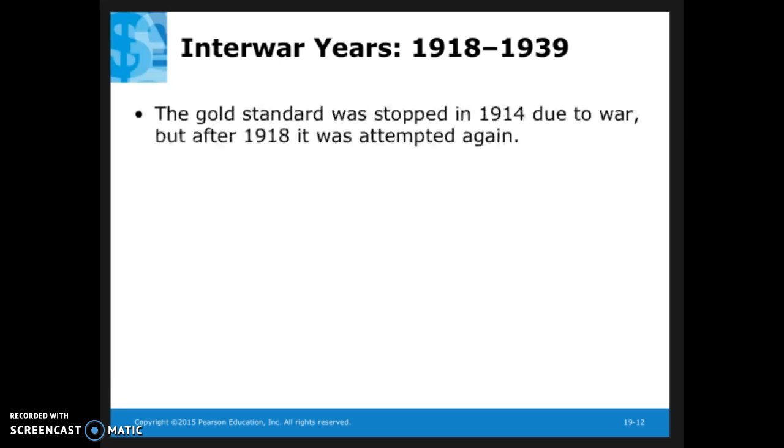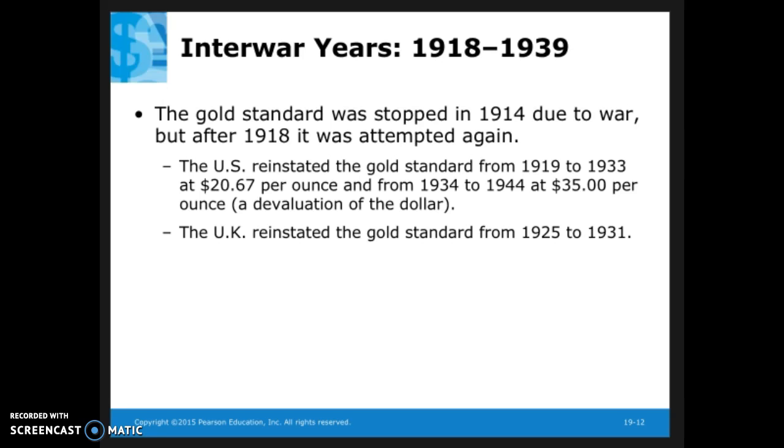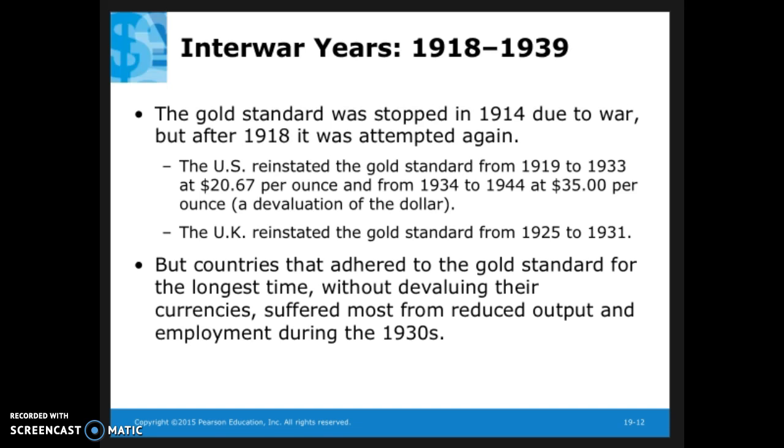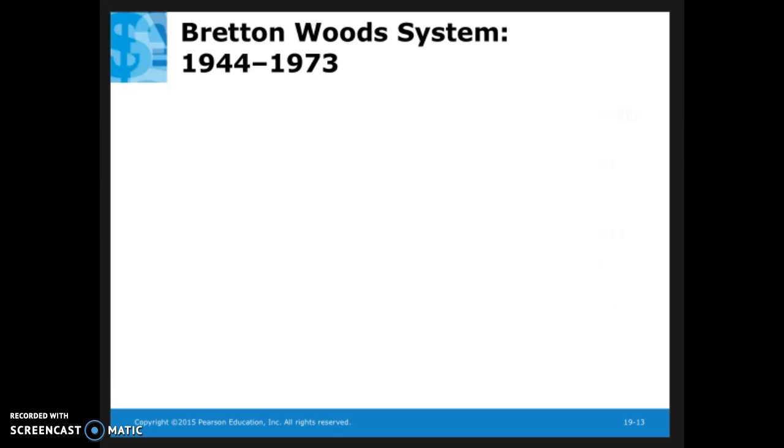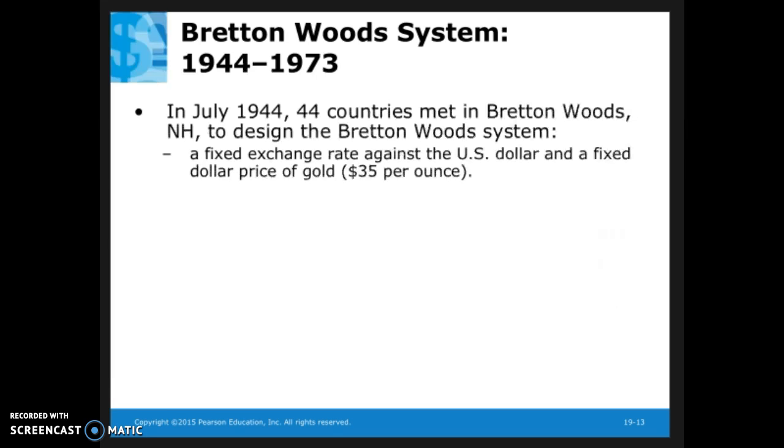So let's move on to the interwar years. The gold standard was stopped in 1914 due to war. After 1918, it was attempted again, and it existed from 1919 to 1933. The UK reinstated the gold standard from 1925 to 1931, but countries that adhered to the gold standard suffered most from reduced output and employment during the 1930s. So let's move on to the Bretton Woods system. This was from 1944 to 1973.